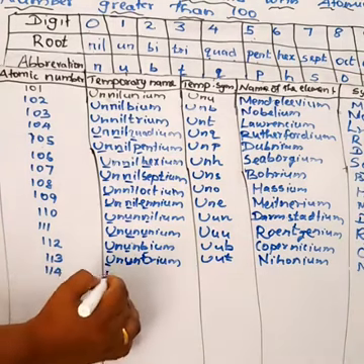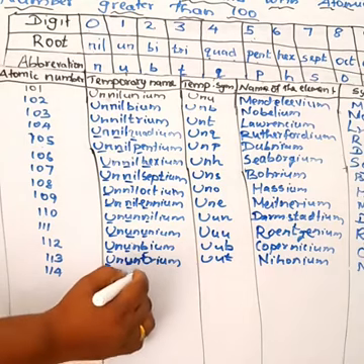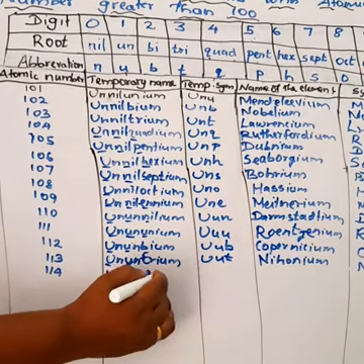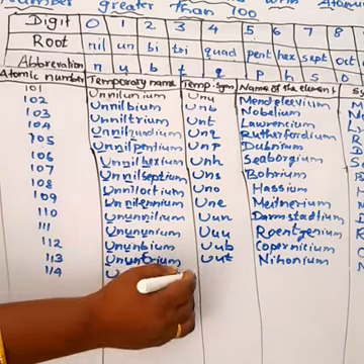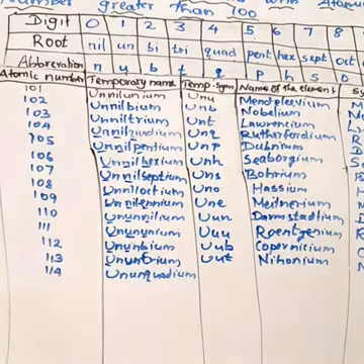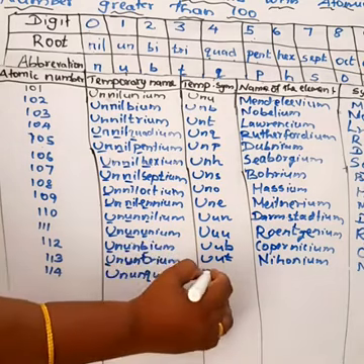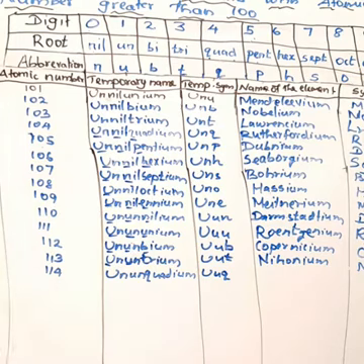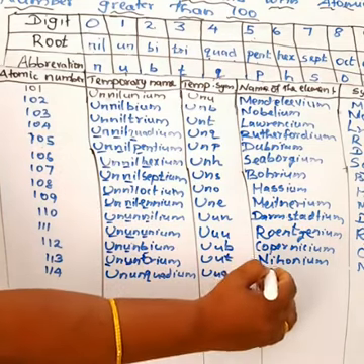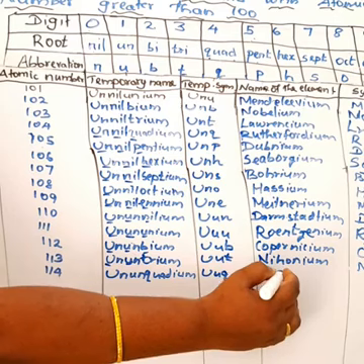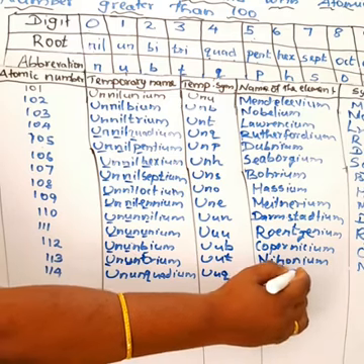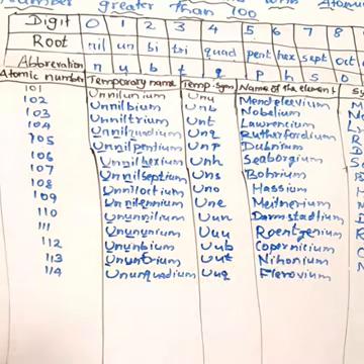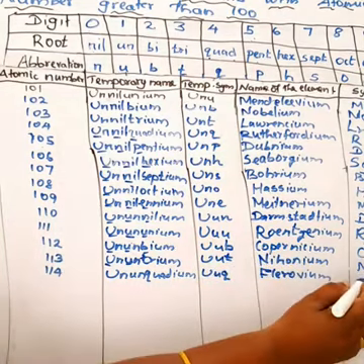After that, 114. Temporary name: un for 1, again un for 1, and quad for 4, and suffix ium. Temporary symbol: U for un, again U for un, and Q for quad. Understood? And what is the element name? 114 element name, Flerovium. Symbol Fl.